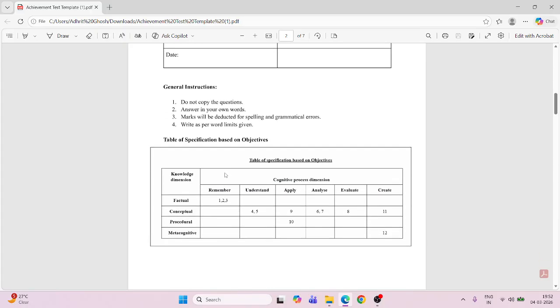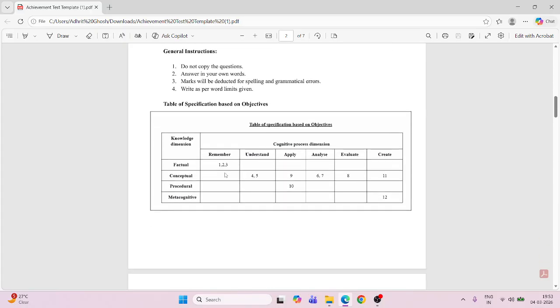Now we come to the general instructions. These are the few instructions that we generally give to the students when they are writing an achievement test. Say, for example, do not copy the questions, or answer in your own words as far as possible. Then marks will be deducted for spelling and grammatical errors, or write as per word limits given. These common instructions you have to write down. Then you have to give the table of specification based on objective numbers. I'll explain that to you in details.